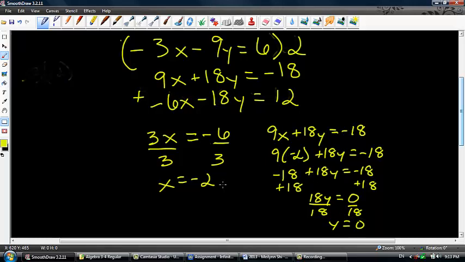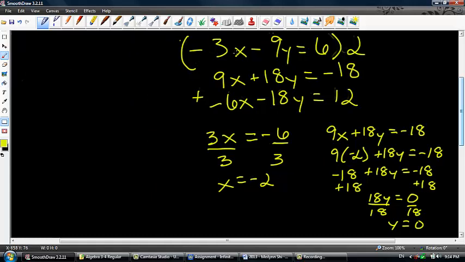We want to check and make sure that our solution is correct. So what we're going to do is take our first equation, negative 3x minus 9y equals 6, and plug in negative 2 for x and 0 for y. And if we get a true statement, we know that our system of equations has been solved correctly and that this is our ordered pair. So using our top equation, negative 3x minus 9y equals 6, we can rewrite that as negative 3 times negative 2 minus 9 times 0, and that equals 6.